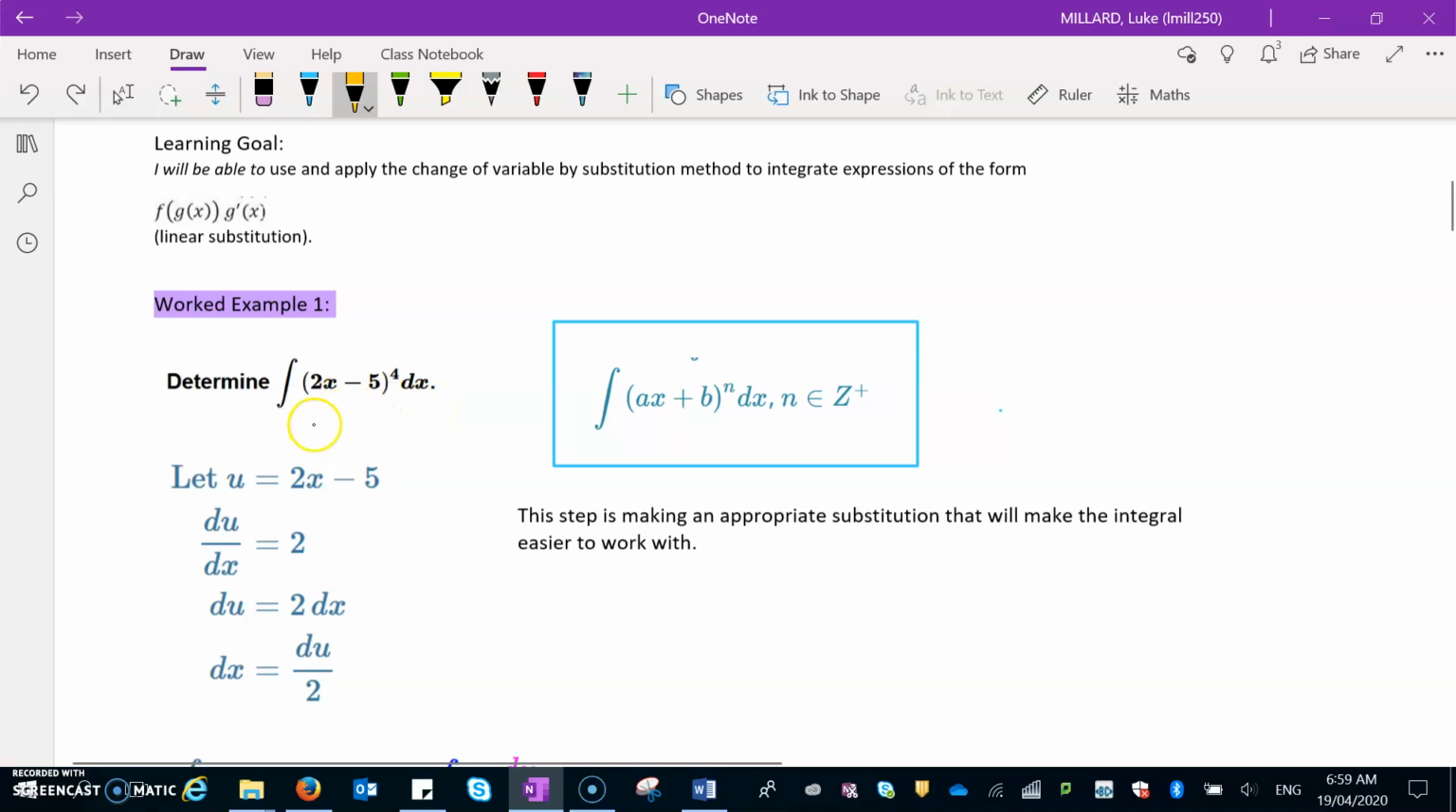So the first worked example today, they want us to determine the integral of (2x minus 5) to the index 4 in terms of x. So our very first question here is looking at our integer n, which is 4, and in this case we're dealing with n as an element of the positive integers, and hopefully you remember that notation.